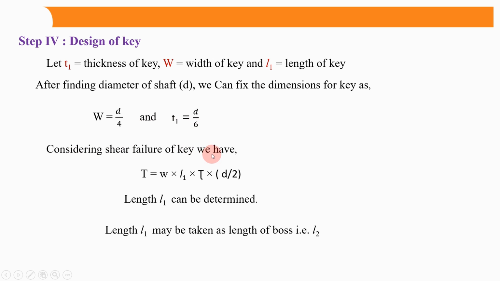Considering shear failure of key, we have capital T is equal to W into L1 into tau into d by 2. See guys, W into L1 into tau into d by 2. Length L1 can be determined by this relation. So length L1 may be taken as the length of boss, that is L2. So L1 we need to consider as L2. Okay, L1 is equal to L2, by this relation we can take.